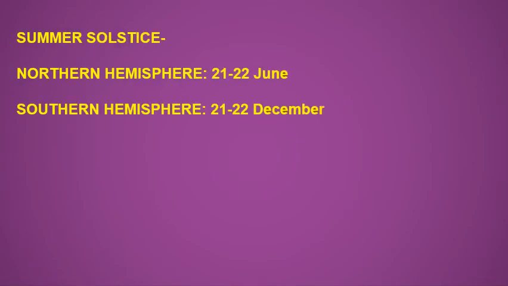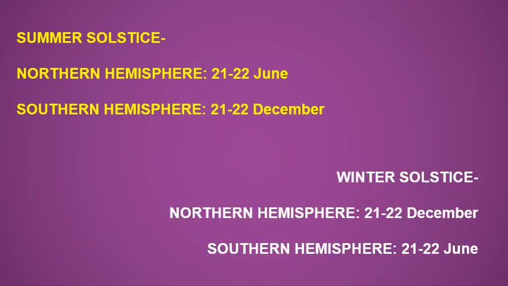To sum it up, the summer solstice in the northern hemisphere is during June, that is 21st or 22nd June. In the southern hemisphere, it is in the month of December, 21st or 22nd December. And it is the opposite in the case of the winter solstice. In the northern hemisphere, it is around 21st to 22nd December, and in the southern hemisphere it is around 21st to 22nd June.